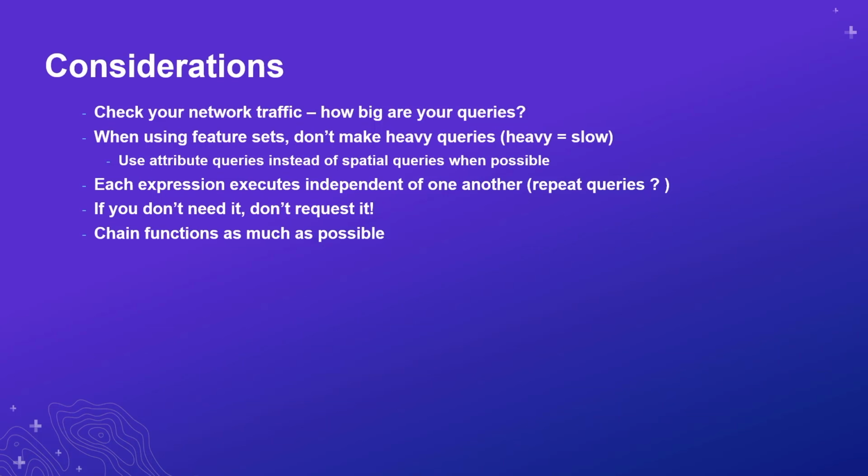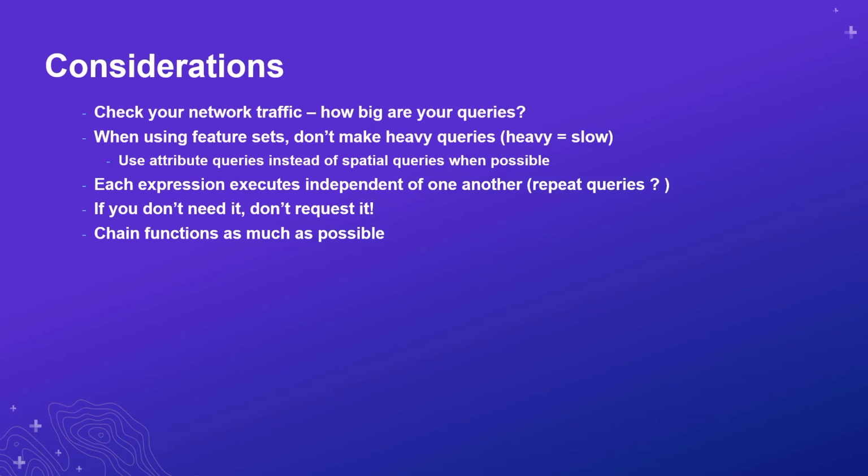And we talked about it a little bit earlier, but feature sets are powerful, but they can be slow if you're not using them efficiently. So it's always recommended to do attribute-based queries instead of spatial queries where you can. And for things like filterable results, if you pass a filter, if you can, pass it, because the less data you get back from the server, the better. It's going to make your map faster. Your expressions are going to evaluate more efficiently.